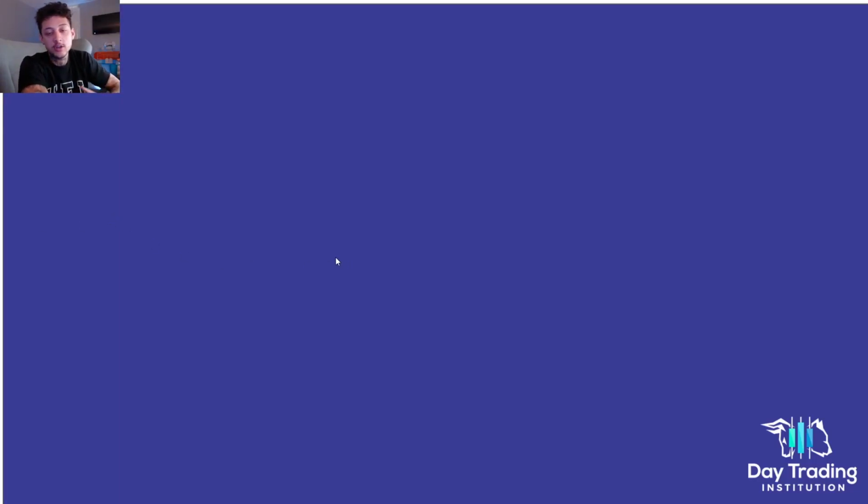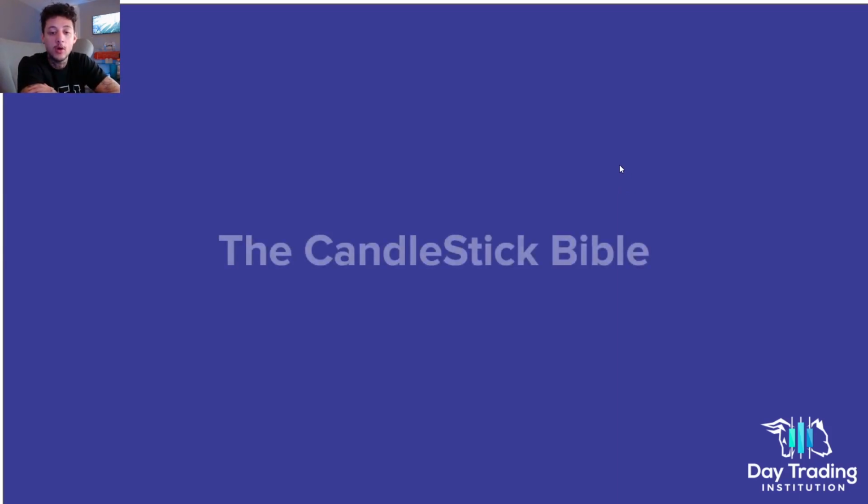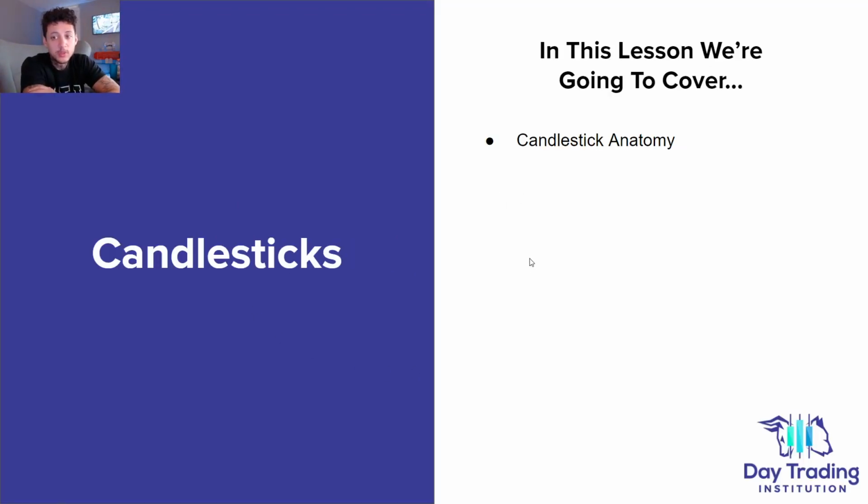So we're going to start getting more into the technical aspect of trading and really learning about technical analysis within this section. First things first, what we have to learn about are candlesticks. We're going to be going over the candlestick Bible, is what I like to call it. In this lesson, we're going to cover the anatomy of candlesticks and learn about the candlestick itself. In the next video, we'll go more in depth on candlestick analysis.